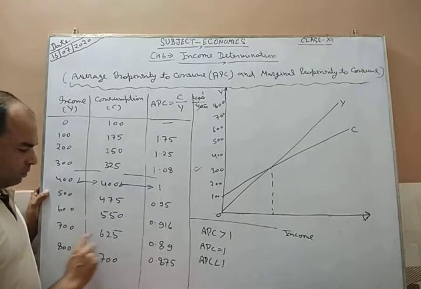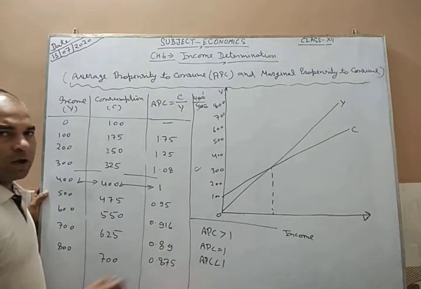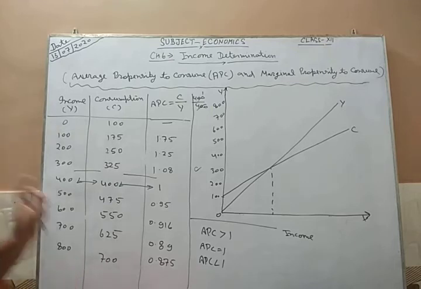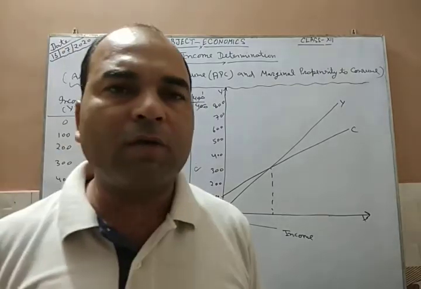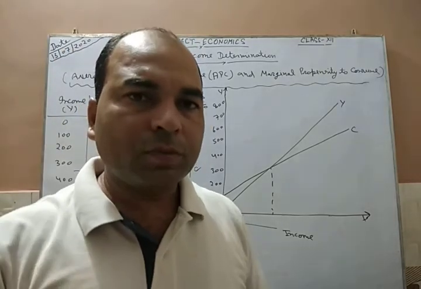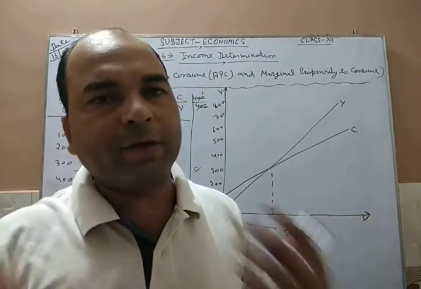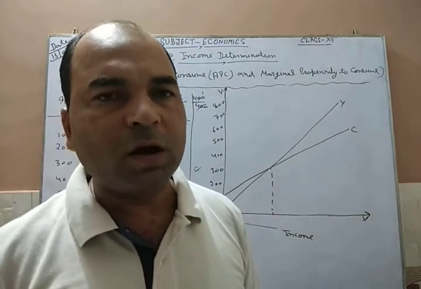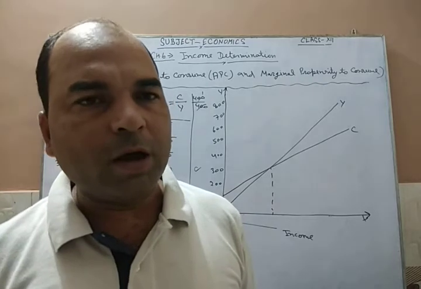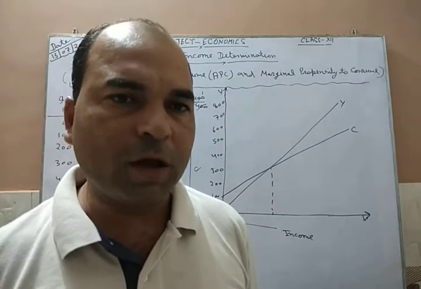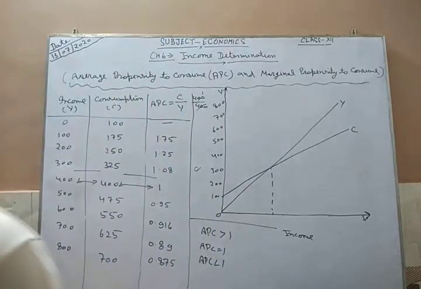तो इन दिस सिचुएशन में क्या हो रहा है, एपीसी लेस देन 1. व्हाई दिस इज रीजन, बिकॉज एपीसी लेस देन 1 बिकॉज कंजप्शन लेस देन इनकम, एंड इन दिस सिचुएशन कंजप्शन लेस देन इनकम, देन एपीसी ऑलवेज लेस देन 1. आई होप दिस इज क्लियर टू स्टूडेंट्स. सो दीज द फीचर्स ऑफ कंजप्शन एंड एवरेज प्रोपेंसिटी टू कंज्यूम.